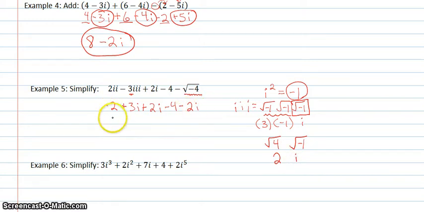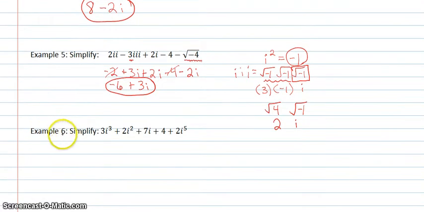Okay, now we'll just put our like terms together. So that'll be a -6. And then we'll have 3 plus 2 is 5, minus 2 is back to the 3, so plus 3i, and that is our answer. We've combined all our like terms.